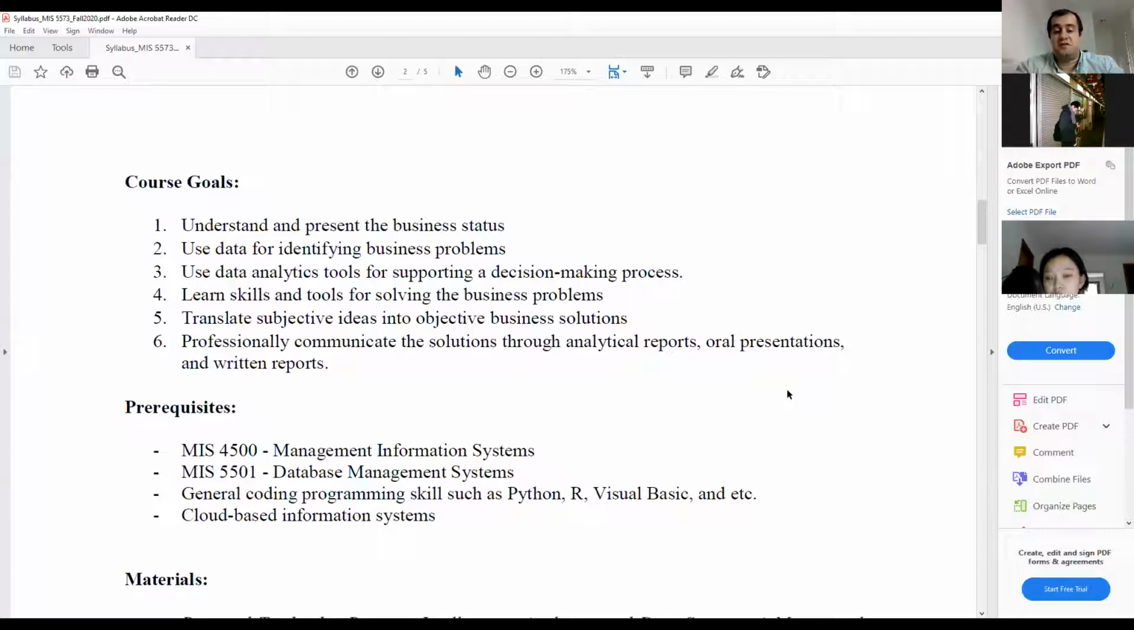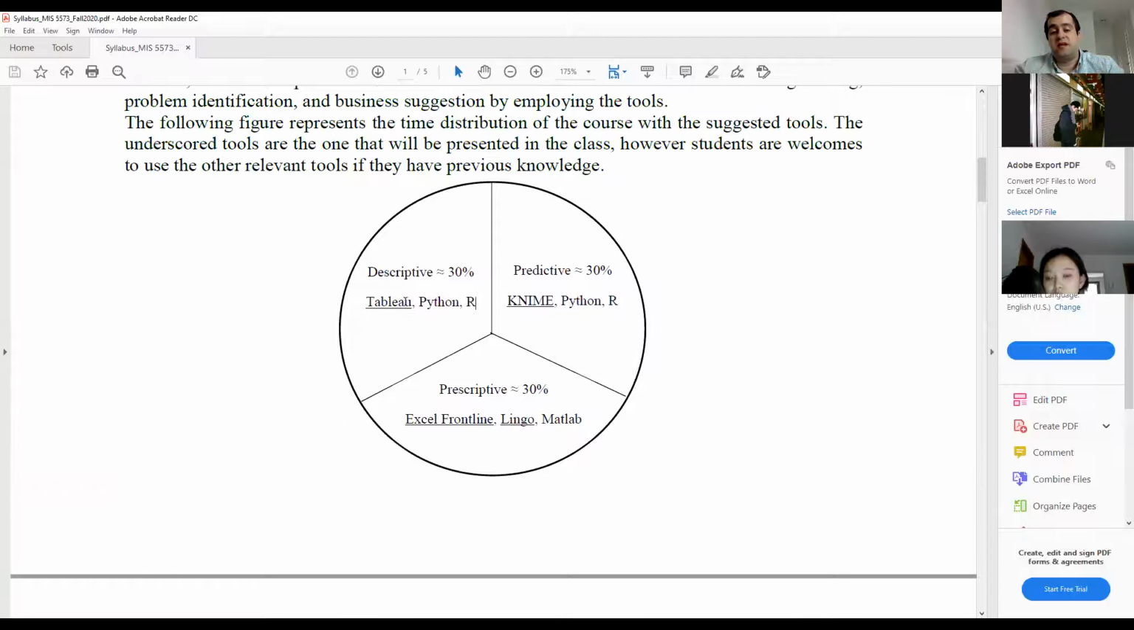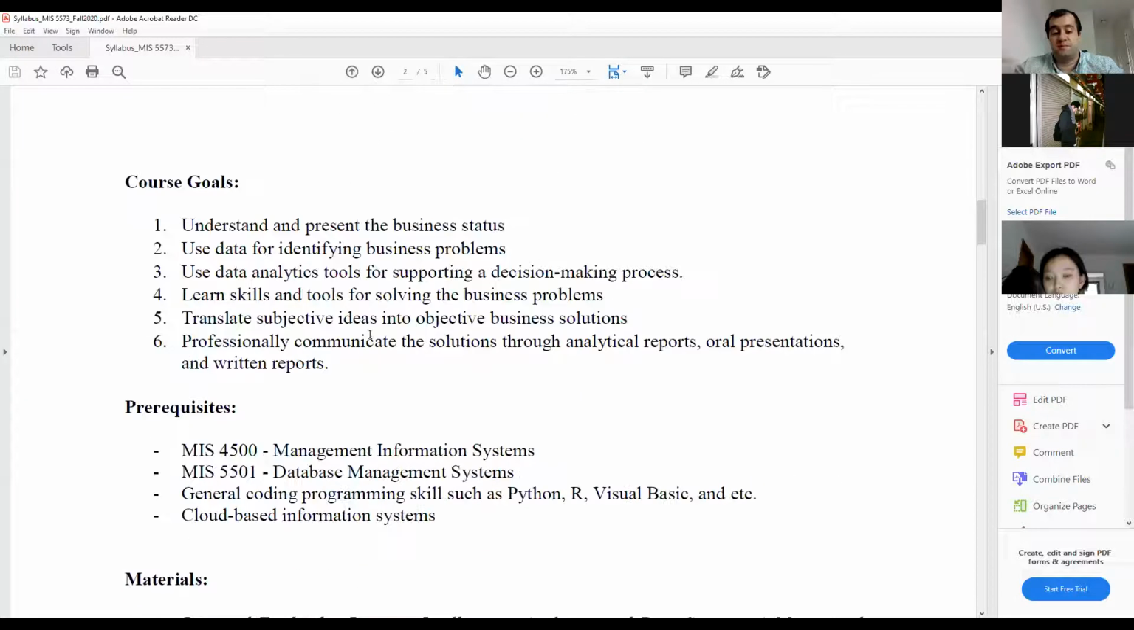Professionally communicate the solution through analytical reports, oral presentation, and written reports. In goal number 6, you will have some assignments about how to write a good analytical report, and also you have an oral presentation and written reports at the end of the semester. So you need to do some practice. For analytical reports, you can use your descriptive knowledge to make some visualization, which will be really helpful to include in your reports.